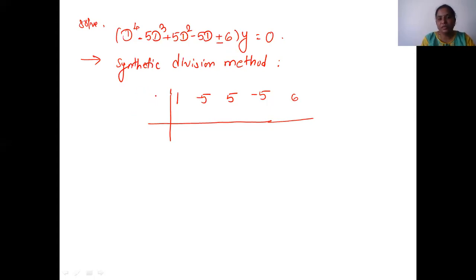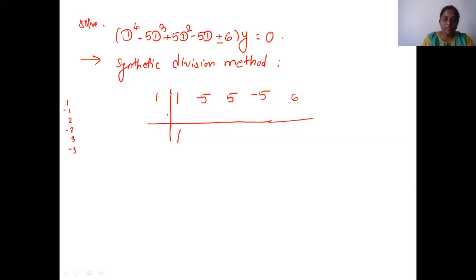So how is the method? We first check for 1. We always start with 1, then minus 1, then 2, then minus 2, then 3, then minus 3. So we first start with 1. Whatever number is here, it can be any number, the number as it is comes down here, not 1. If it is 5 here, it will be 5 here. Whatever is the number here comes down.